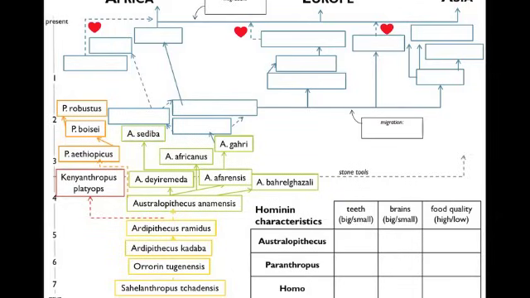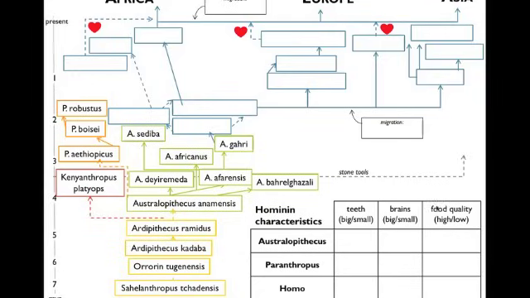Let's go ahead and situate ourselves in time with this hominin family tree. Now you can get a copy of this family tree again through the link in the description so you can fill it in on your own. In part 1, we talked about these earliest hominin groups, including Sahelanthropus chadensis, which is the potential last common ancestor between us and chimpanzees, as well as the Ardipithecus species. We moved on to talk about Australopithecus and Paranthropus, including Kenyanthropus platyops.